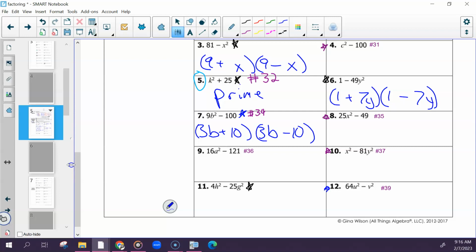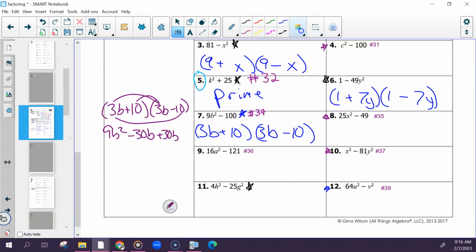If at any point you want to double check, does this work, especially when you get to bigger numbers, off to the side, you could multiply them. You don't have to do this, but if you want to, be my guest. So we have 9b squared minus 30b plus 30b minus 100. The middles would cancel, so we get 9b squared minus 100. So we do get the same thing. If ever you want to check yourself, use that method to check yourself.